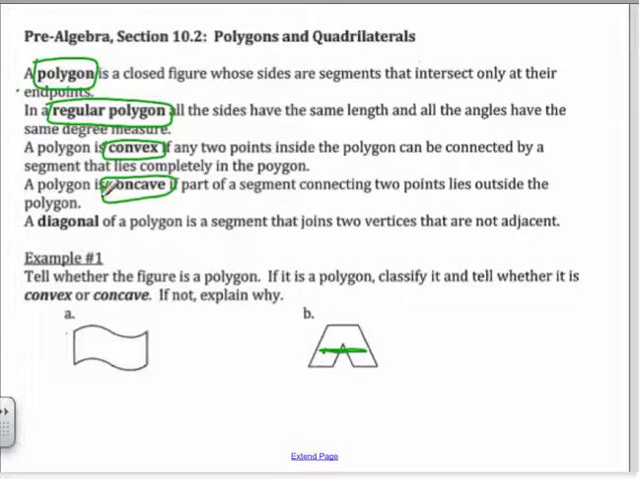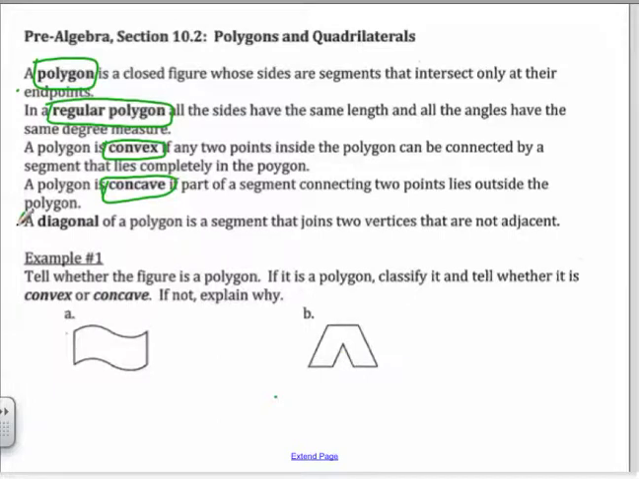Do you see how this is concave? You can think about the part "cave" as something that you go into. Part of the polygon dips in, doesn't it? Like a cave. Does that make sense? This is concave. All right, good. So we're done with convex and concave. You need to know the difference between those two.